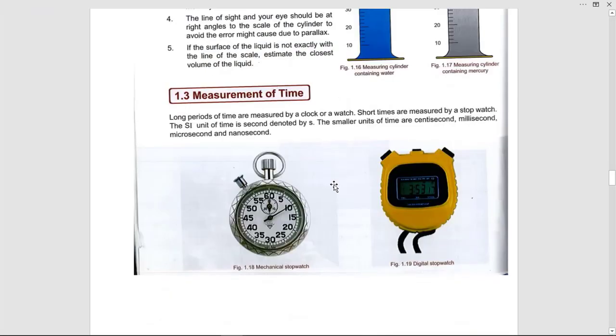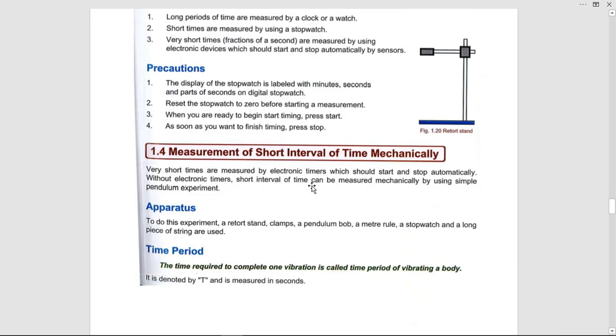For that, you use the stopwatch, in which you can find the hours, minutes, seconds, even milliseconds, and sometimes micro or nanoseconds. So the SI unit for time is the second. While I'm explaining this, you can pause the screen in the video and go through all these precautions and theory, which I'm going to skip because you can read it later on. I'm just highlighting the main points.